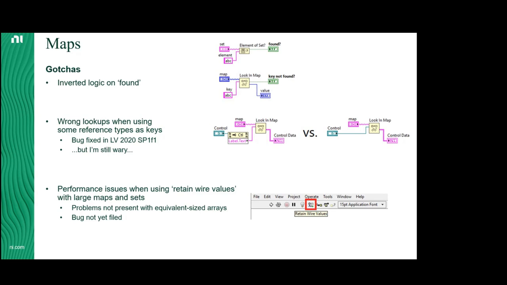The problem is there appears to be some sort of performance issue where if you had, let's say, an array of 100,000 elements and you turned on retain wire values and you ran your code, you're not going to see any problems. If you had the equivalent set of 100,000 elements and you turn on retain wire values and you run your code, it's never going to stop. Or if it does, it's going to take a really long time because there's some sort of performance issue with sets and maps in retain wire values. So I need to file a bug on that. I haven't yet done it, but keep an eye out for that. That is definitely a gotcha when using sets and maps and having to debug.